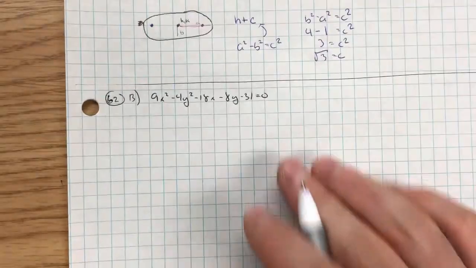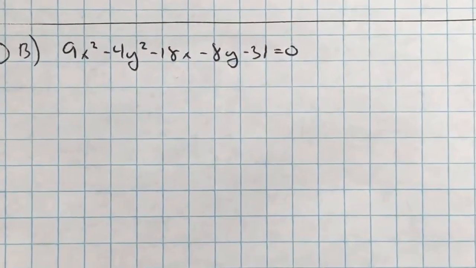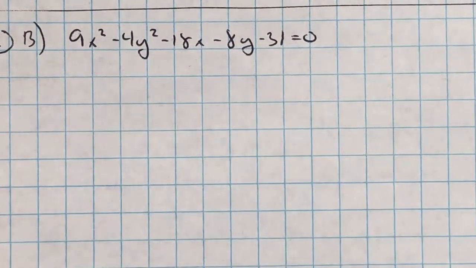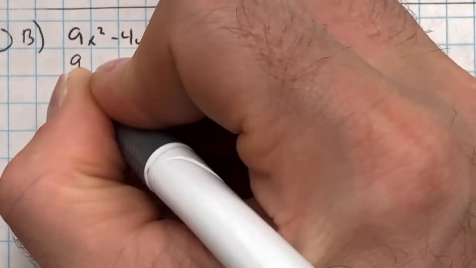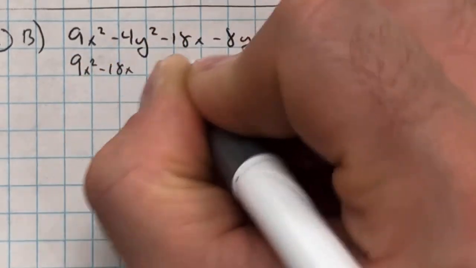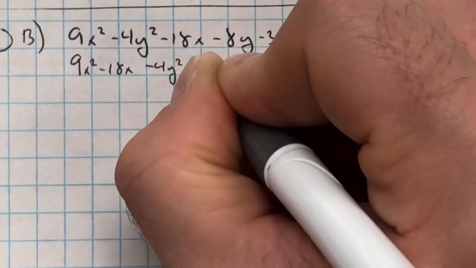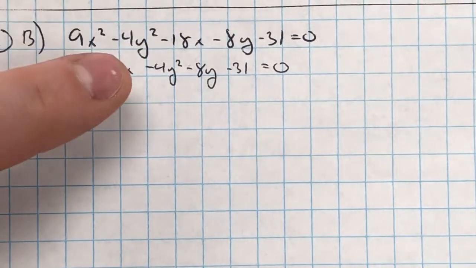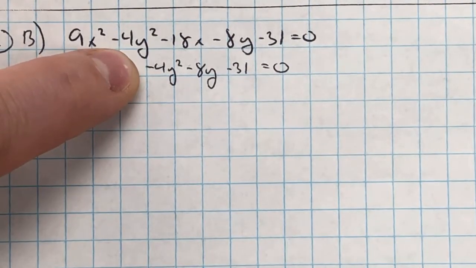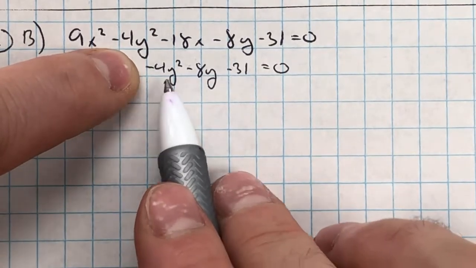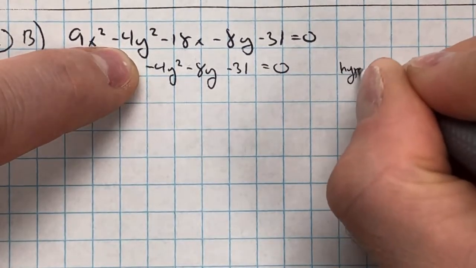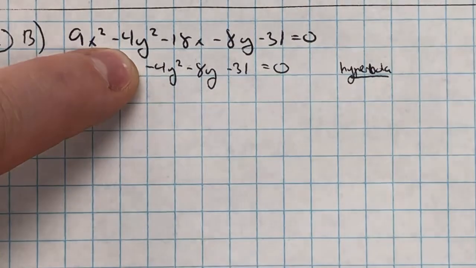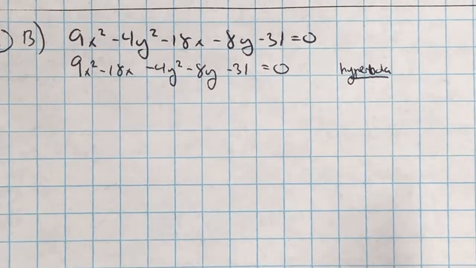Okay. Now this is all the information we need to set this up. So we're going to do the same thing that we just did, and I'm going to group my x's and group my y's together so that I can complete both of those squares, which means this is 9x squared minus 18x minus 4y squared minus 8y minus 31 equals 0. Now one of the things I do notice is that y squared has a negative term, which I immediately know that if this works out, this is probably going to be a hyperbola. So I'm going to write that down just because I noticed that that is a negative y squared, probably a hyperbola. But we're going to test it out.